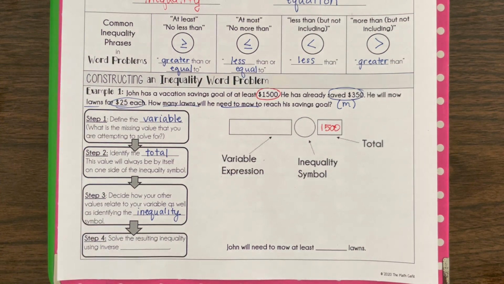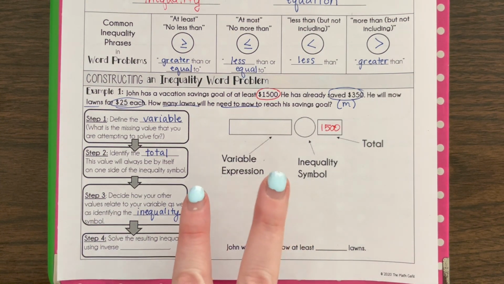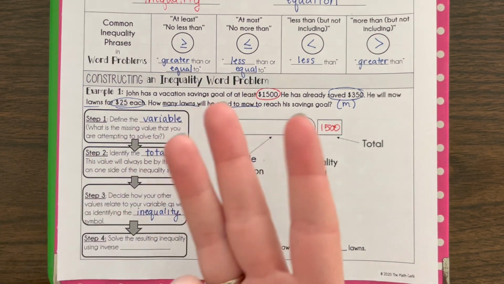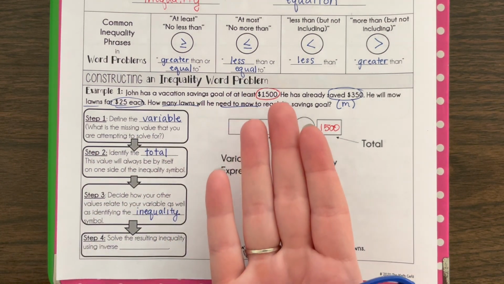Well, let's think about it. If he mowed one lawn, that means he would make $25. If he mowed two lawns, it means he would make $50. If he mowed three lawns, $75. Four lawns would be $100.